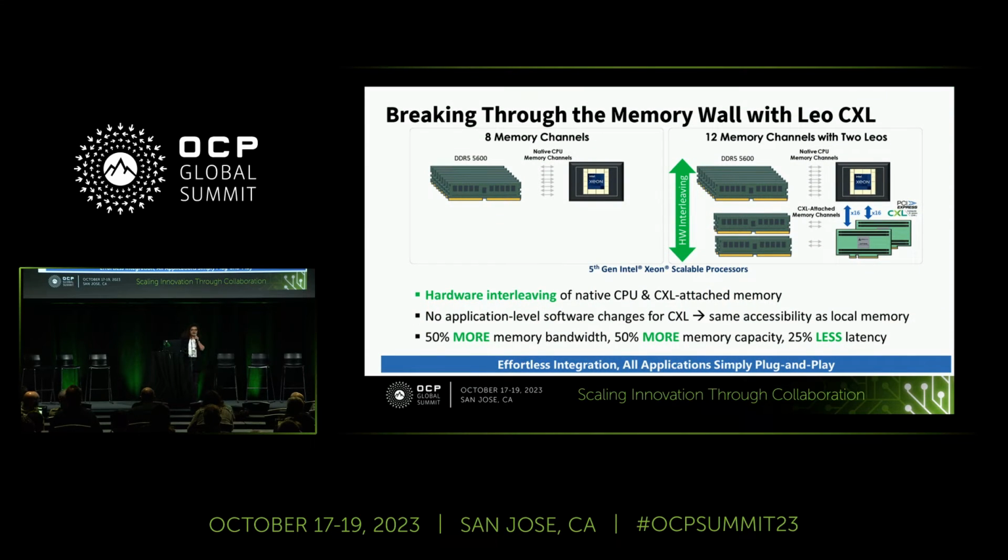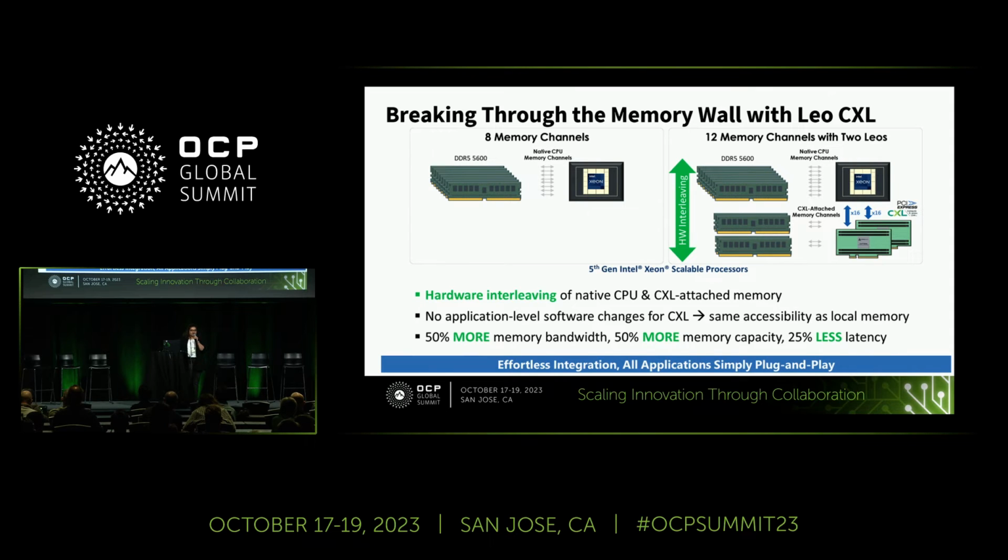The next thing that we have is hardware interleaving. This one is also really interesting in the sense that you can take 8 native channels of DDR memory, add in 2 of our add-in cards, the CXL A1000 cards, and a total of 12 memory channels appears as one big NUMA node that has 50% more bandwidth, 50% more capacity, with 25% less latency.